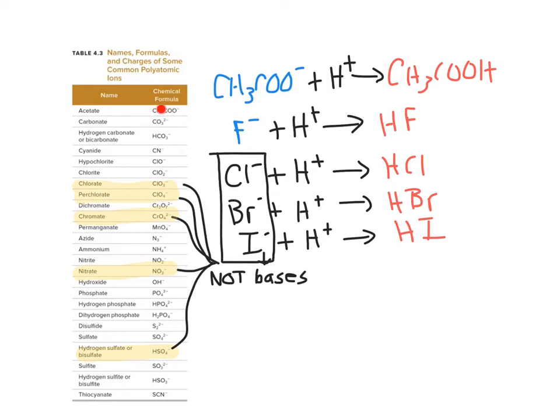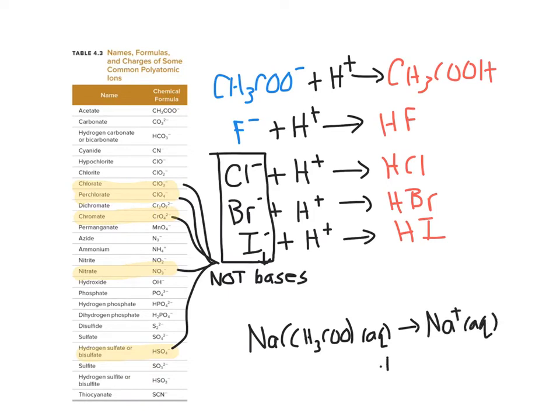So for instance, if I make an ionic compound between sodium and acetate, and I put that in water, I know that it's going to break up into its constituent ions. So I'm going to get sodium plus in water, and I'm going to get CH3COO minus in water, and that CH3COO minus is going to act as a base.